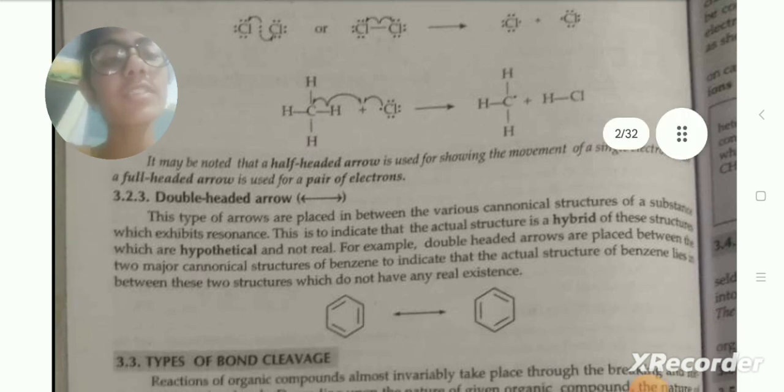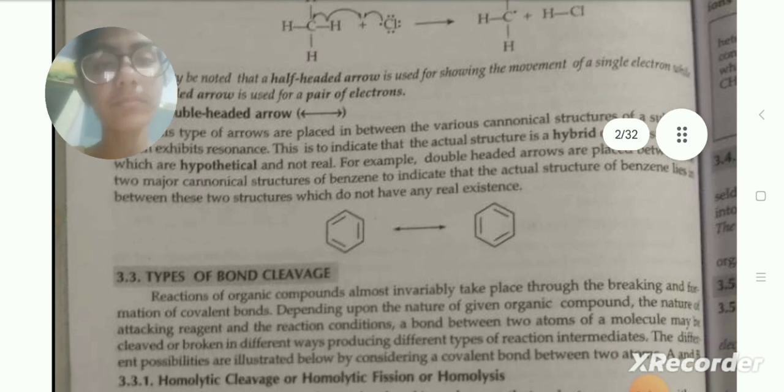Next one is double-headed arrow. This type of arrow is placed between the various canonical structures of a substance which exhibits resonance. This is to indicate that the actual structure is a hybrid of these structures, which are hypothetical or not real. For example, a double-headed arrow is placed between the two major canonical structures of benzene to indicate that the actual structure of benzene lies in between two structures which do not have any real existence.